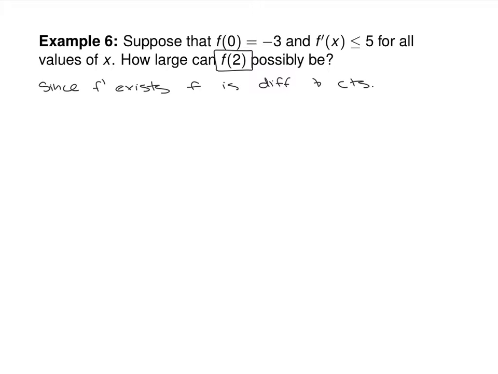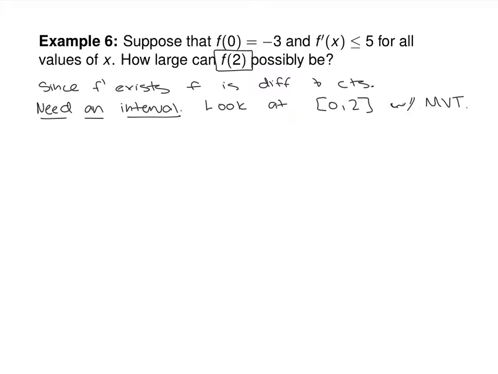What you need is an interval. And the problem gives you a hint as to what to choose. So which x value do you know something about? 0. What x value do you want to know something about? 2. So look at the interval from 0 to 2 with the mean value theorem. And much like we abbreviated the intermediate value theorem with IVT, this one we're going to call MVT, mean value theorem.